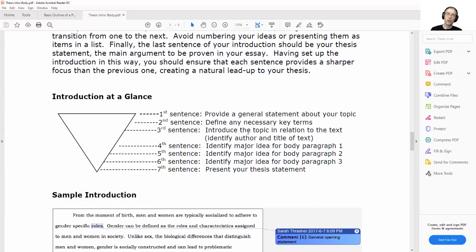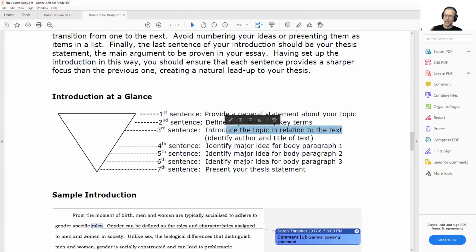In this standard basic introductory seven-sentence introduction for an introduction to college English class, your first sentence provides a general statement about your topic. So if your topic is about love or the like, you would introduce the subject of love. Your second sentence develops that idea in your first sentence. Now, that might be defining necessary key terms. It doesn't always have to be. It can just be an expansion of that first idea and the implications of that first sentence.